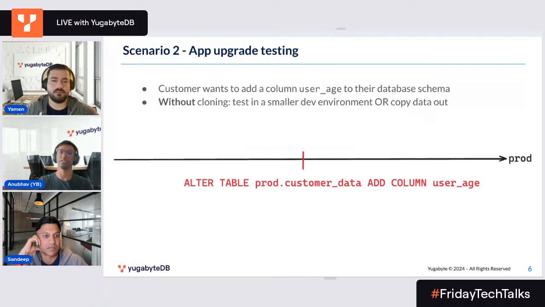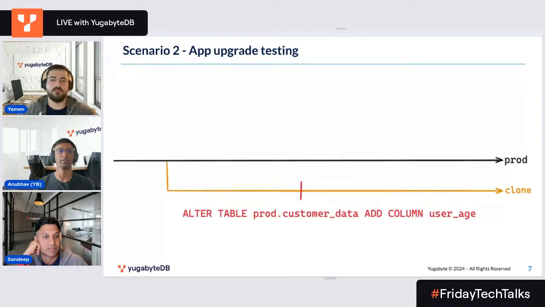There are kind of two ways to do this without clone. The first is you can test in a smaller environment with less data, but then you might miss an edge case that's only in your real data and not in your test. Or you can copy all your data out and re-import into a different universe. But if it's a multi-terabyte database, it's going to take maybe hours to copy that data out. And why would you want to do that when you could just use clone?